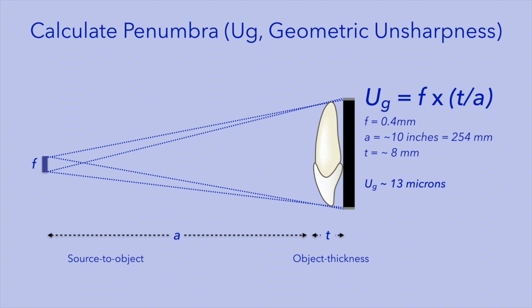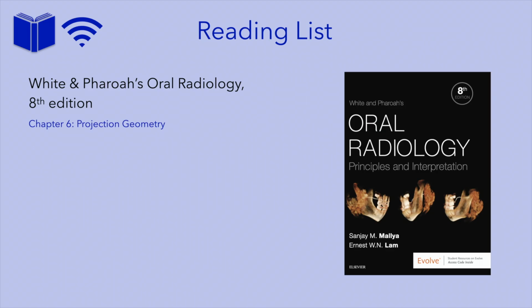Next, let's look at geometric unsharpness. In this example, the unsharpness turns out to be 13 microns. Now this might seem a small number, but remember that the width of the pixel in our XDR sensor is 19 microns. So the width of this penumbra, although small, does have practical implications on the eventual image quality. And note that we minimize the unsharpness using a small focal spot, and we can decrease the unsharpness by using a longer source object distance.